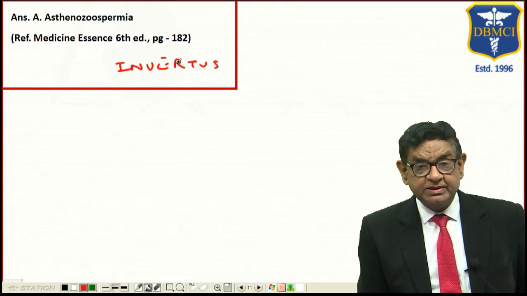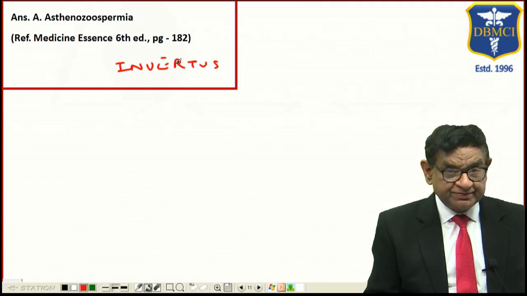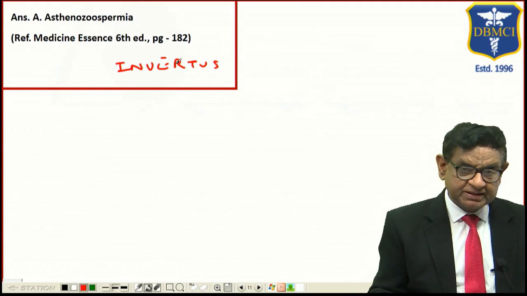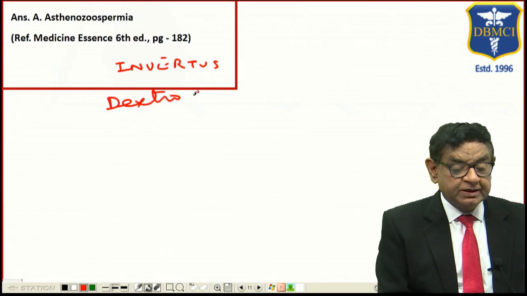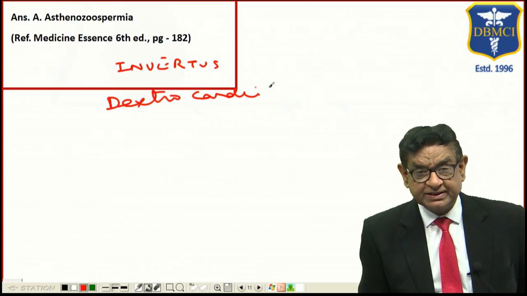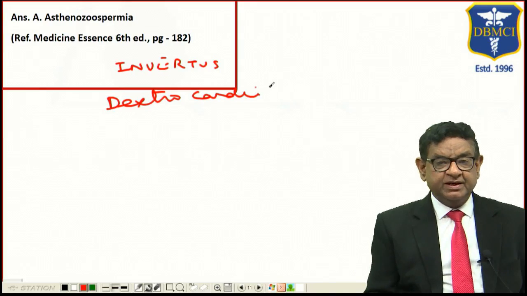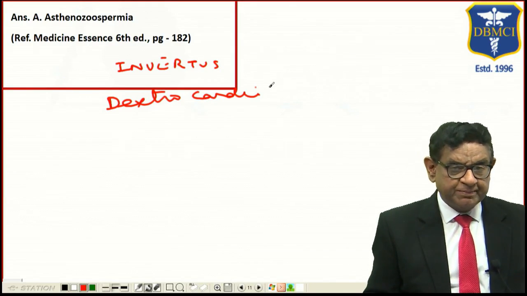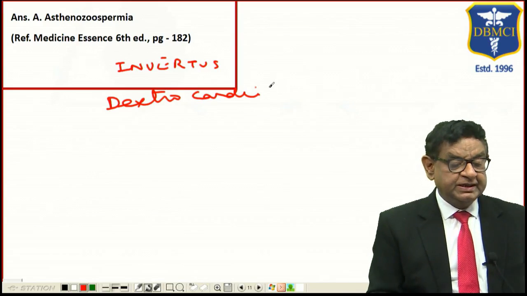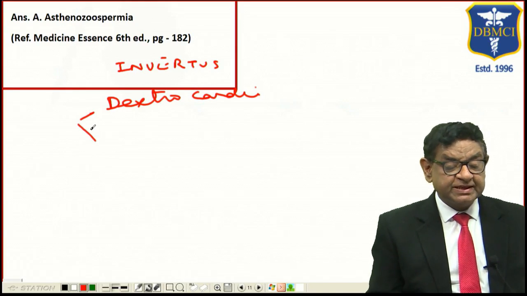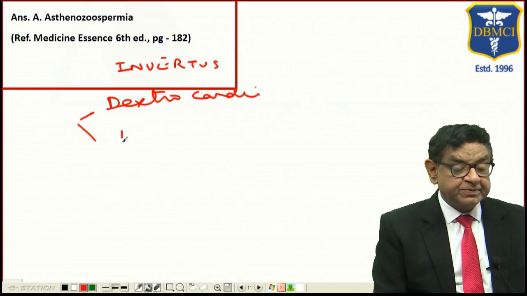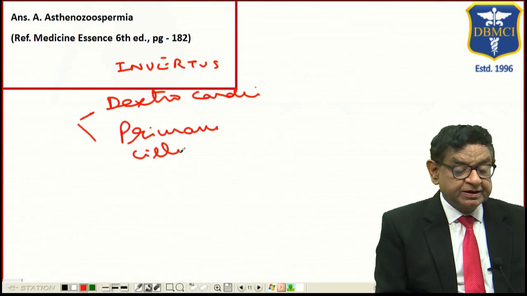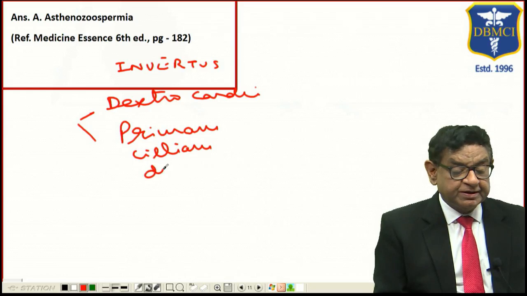That means all the body organs which normally lie on the left side go to the right side. That means the classical thing that we call dextrocardia. Heart is on the right side. Same thing, there can be inversion in the abdominal structures also. And the second problem in Kartagener syndrome is primary ciliary dysmotility.